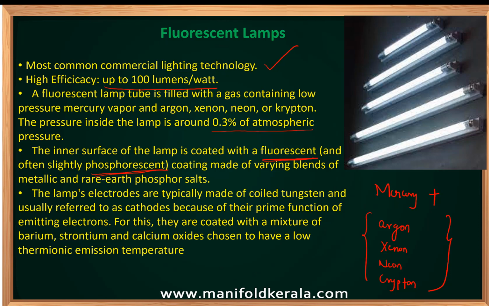The coating is on the surface of the tube walls. The lamp electrodes are typically made up of coiled tungsten. So electrodes are made up of coiled tungsten and referred to as cathodes because of their prime function of emitting electrons. For this, they are coated with a mixture of barium, strontium and calcium oxides chosen to have low thermionic emission temperature. Understand?